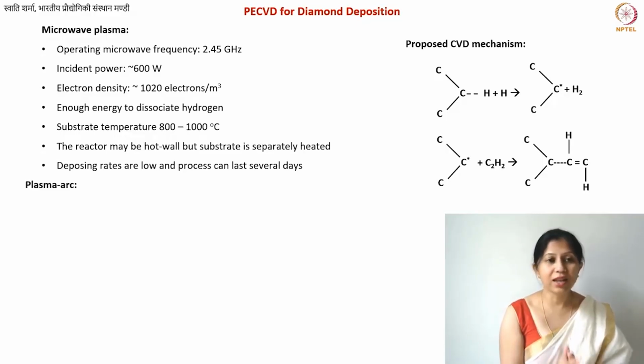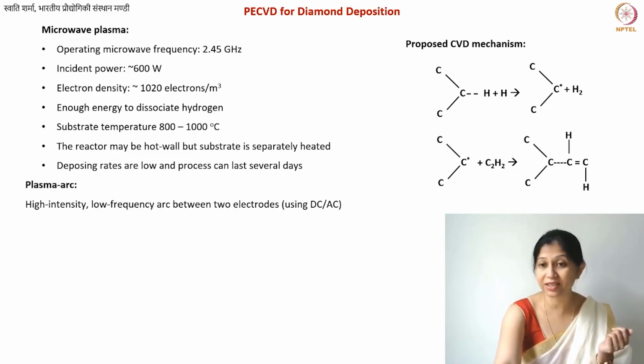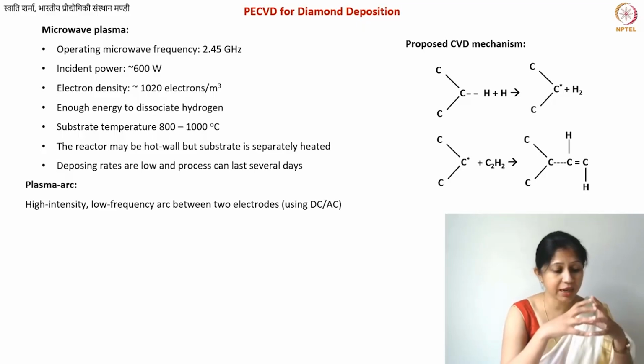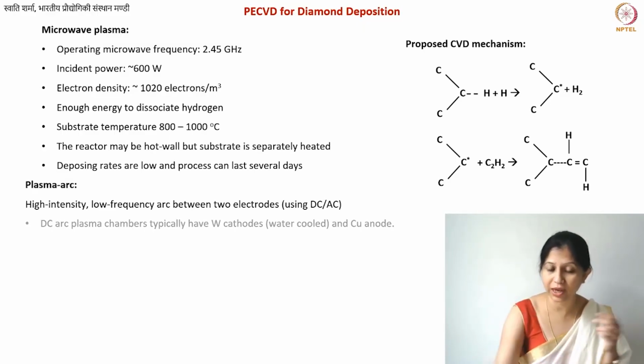Okay. Now let's talk about the other type of plasma. That is the arc plasma. As the name itself suggests, it's created by an electric arc. This is a high intensity plasma as well, but low frequency. And then we create it using either AC or DC. You can create the arc between two electrodes.